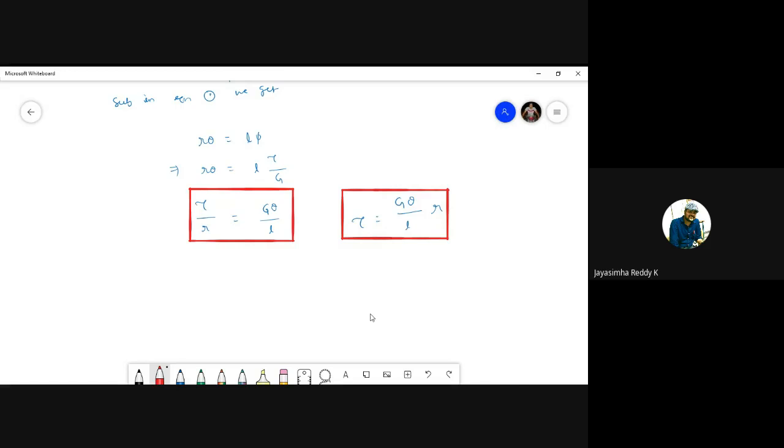Now let us consider a small strip in the circular shaft. So we have seen this circle, right? So we have this circular shaft, and let us consider a small circular strip along the same surface.